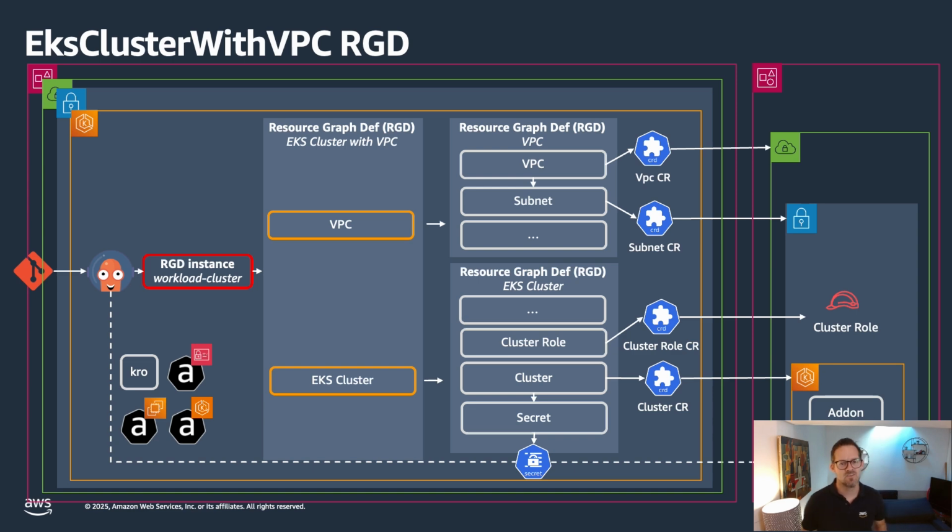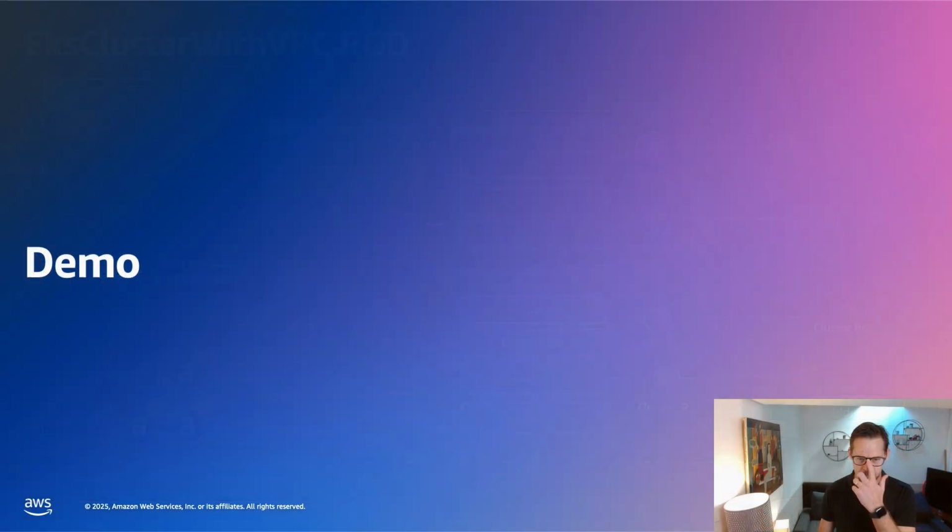Let's see how this works in a short demo. In this demo, we are starting with an existing management cluster configured with KRO and ACK. We have already created the EKS cluster with VPC resource graph definitions using KRO, and we are going to instantiate the workload clusters using a new minimal API definition with sane defaults. We are also using GitOps with ArgoCD, which will register the newly created staging clusters, install Kubernetes add-ons, and then deploy our workload applications.